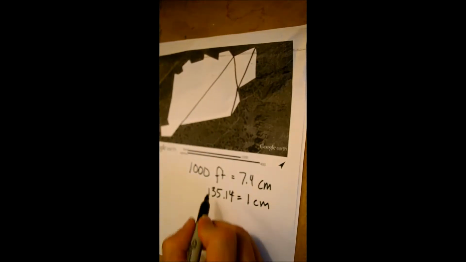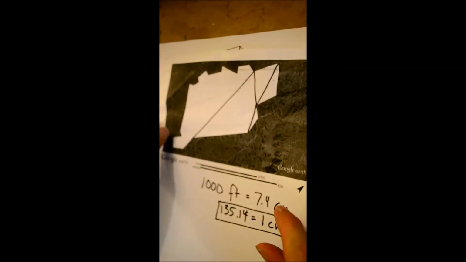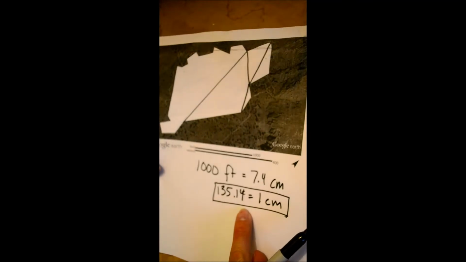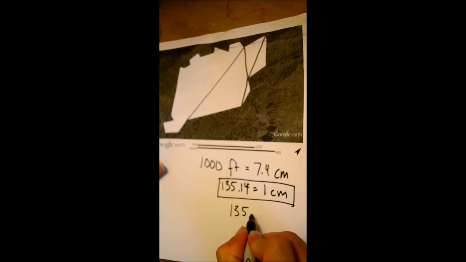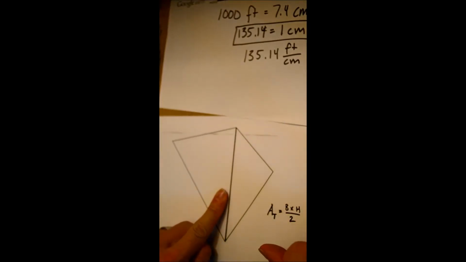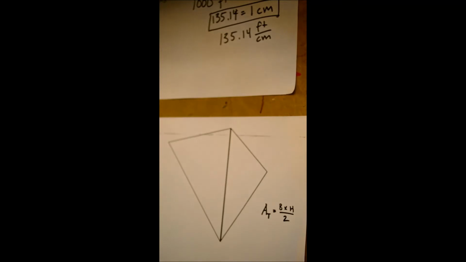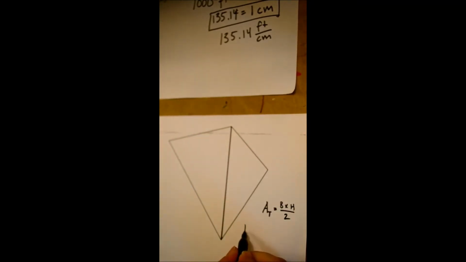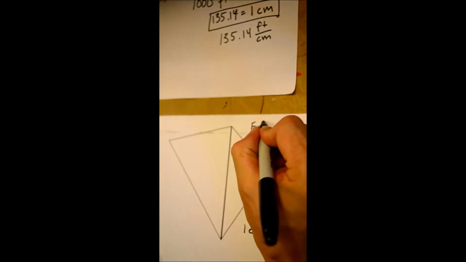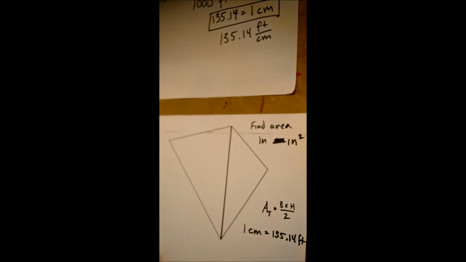All right, this is what we're going to use to determine how large this area right here really is. So I'm going to use this same measurement, this same 135.14 feet per centimeter. We'll write it like this. Feet per centimeter. I'm going to use that same measurement value as we work on this little simplified map right here. Okay? So here we go. I've got this simplified map. I know that 1 centimeter is equal to 135.14 feet, and I need to find the area of this in inches squared. Now this area is much larger because of this conversion right here.